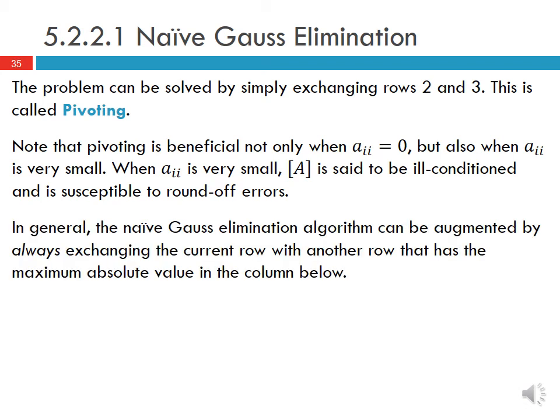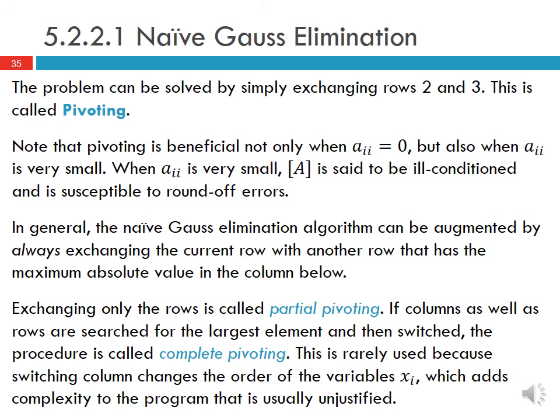So in general, the naive Gauss elimination algorithm can be augmented to be not so naive by always exchanging the current row with another row that has the maximum absolute value in the column below. So if you look at all of the entries below and you see which one has the biggest value in your pivot column, then you exchange the rows so that your pivot element is the maximum value. So then you don't run into these errors with ill conditioning or dividing by 0. Exchanging only the rows is called partial pivoting.